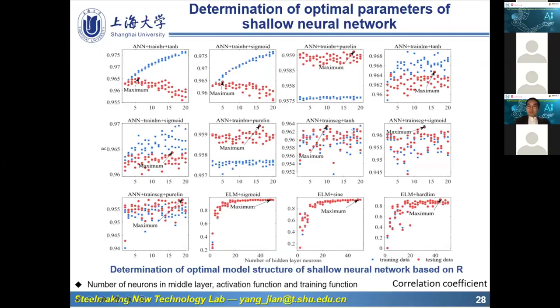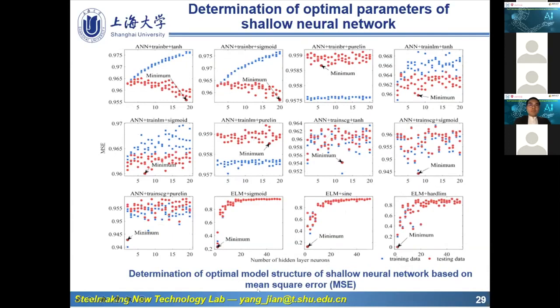We also determine the activation function, which is the second one, and the third one is the training function, to determine which one is the best. It is judged by the correlation coefficient. We also judged based on the mean square error, and the result is the same as formula 1.